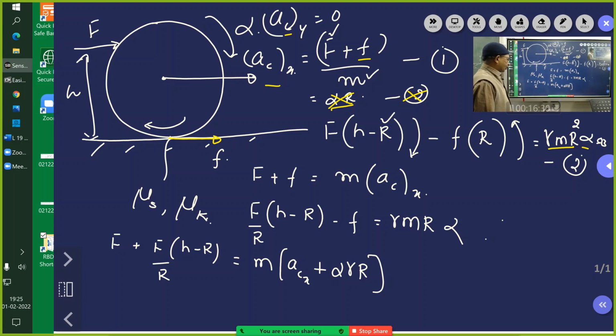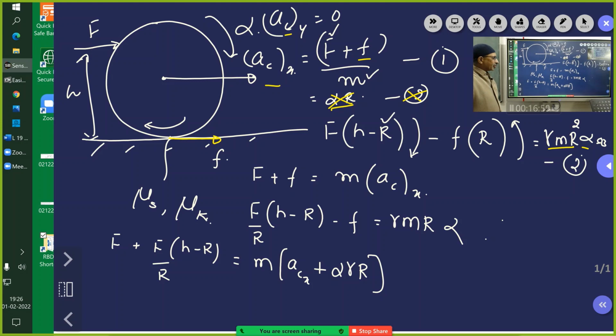So then also, sir, we'll have to check that f, at least one of them, the signs will change in the second equation, sir. F by r into (h minus r). If you are considering clockwise as positive, then anti-clockwise should be negative, so it should be minus f. Why did I take minus? Because it is anti-clockwise. I have already taken that into consideration.